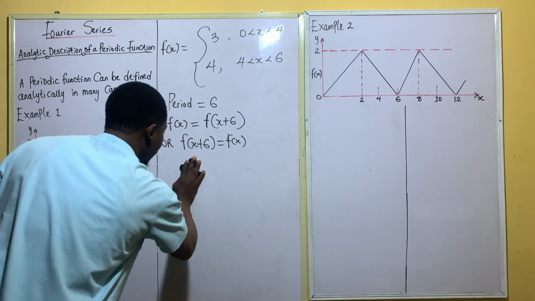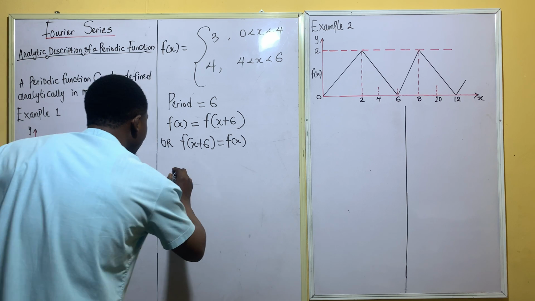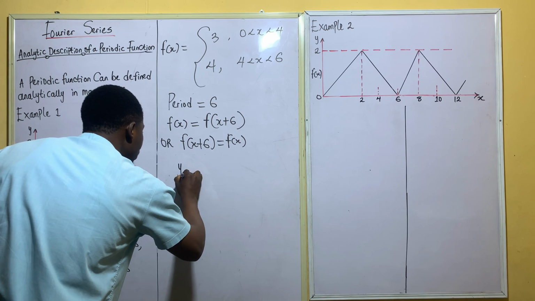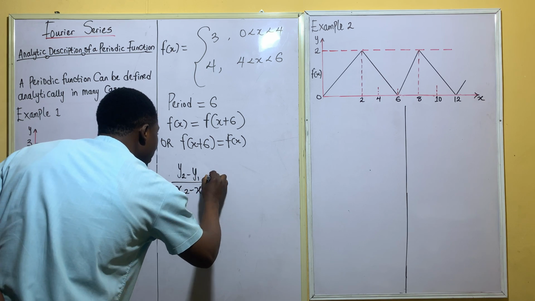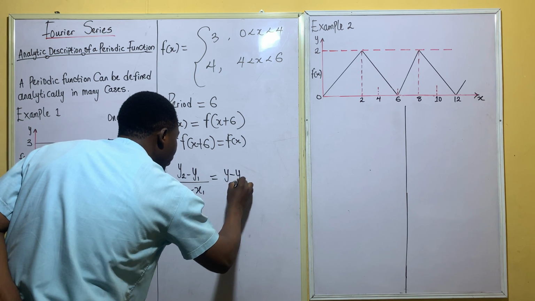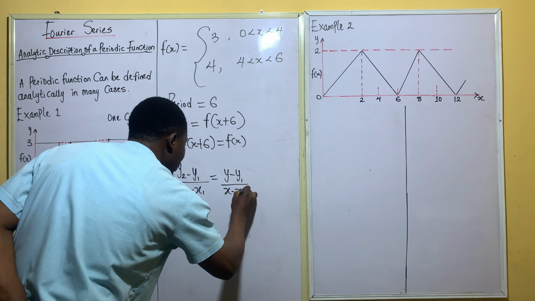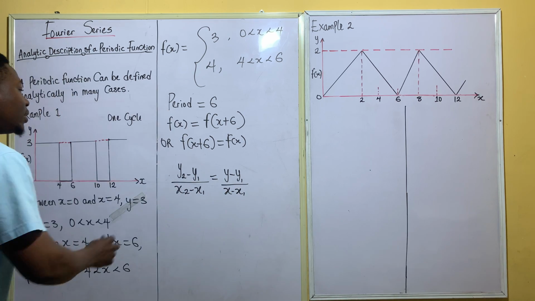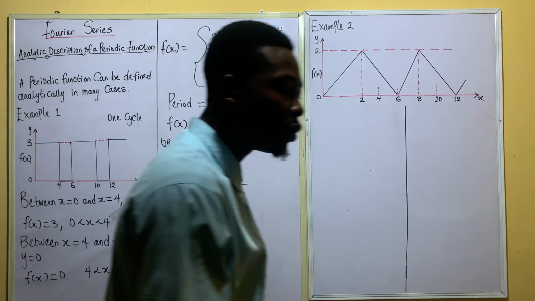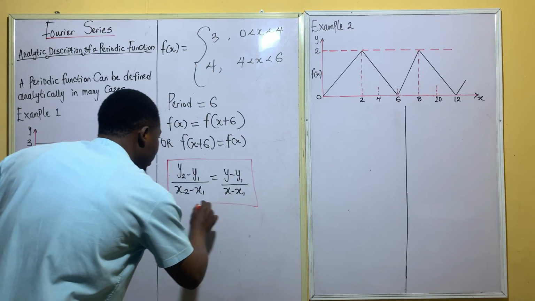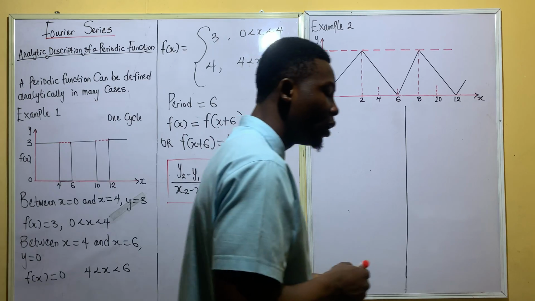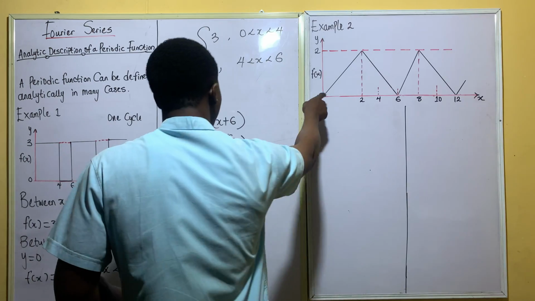Right, let me rub this off. I'll still come back to this. The line formula is y2 minus y1 over x2 minus x1 is equal to y minus y1 over x minus x1. All right. So please take note of this formula. We're going to be using it here. It's very, very important. We're going to be using it in this question.